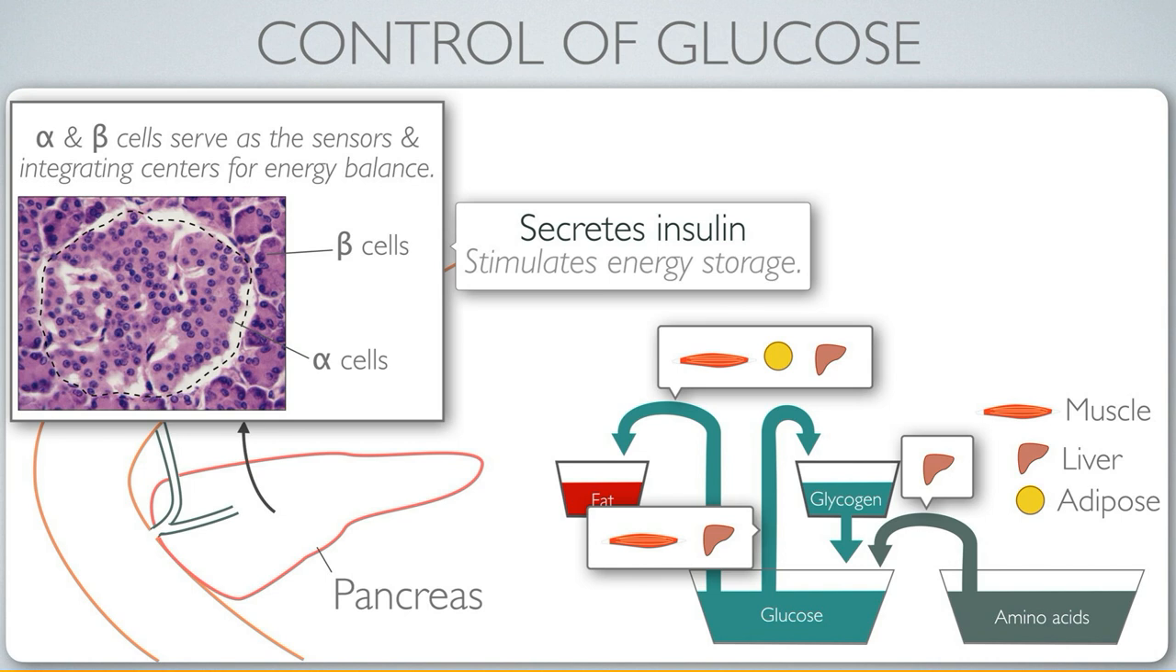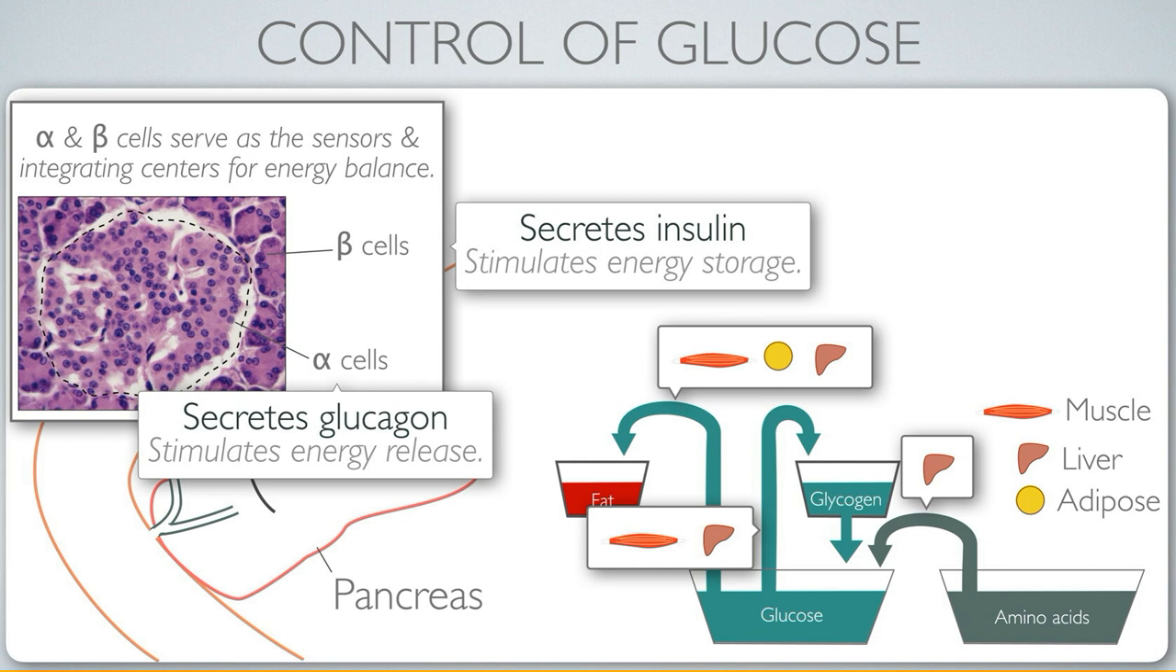Another hormone which you might not be familiar with is called glucagon, which is secreted by the alpha cells, and glucagon does very much the opposite of insulin. So instead of storing energy, it stimulates the release of energy, or I should say, the conversion of molecules into glucose so that it's available in the bloodstream. So let's consider some specific examples of this.